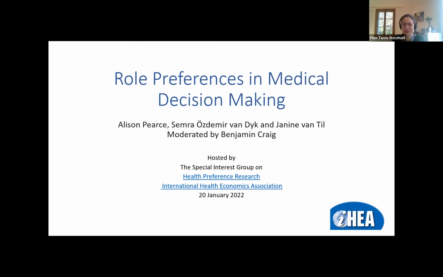I'm going to stop sharing my screen and I'm going to hand it over to you, Alison. Introduce yourself and then enjoy. Thank you. Yeah, okay. So my name's Alison Pierce. I'm a health economist in the Sydney School of Public Health at the University of Sydney. And most of my research focuses on the economics of cancer. And I also have a strong interest in health preferences research and discrete choice experiments more specifically.